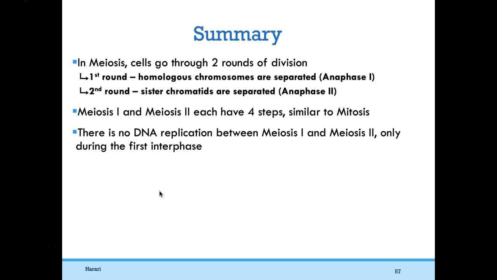Right? There's only one interphase of DNA replication, and that happens before meiosis 1. Right? And the whole point of meiosis is so we get diverse haploid gametes.